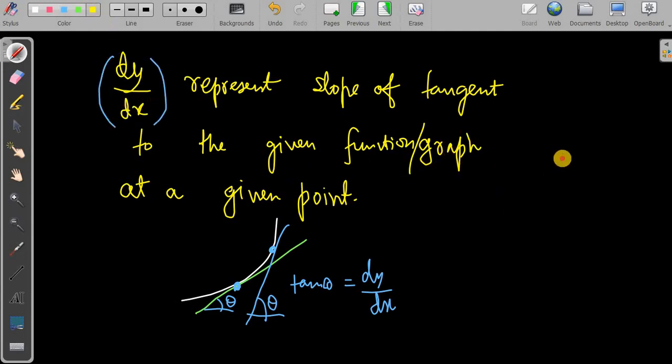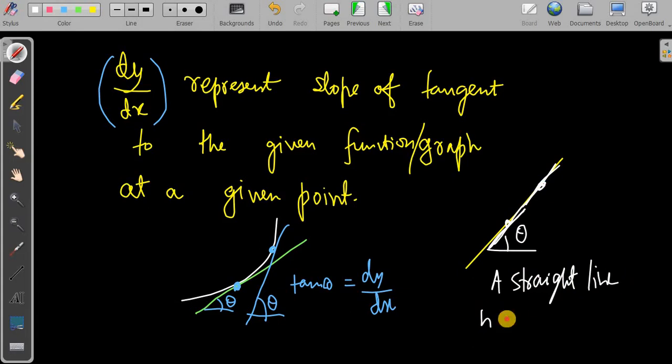Okay, and if the graph itself is a straight line, at any point you take the tangent, the tangent is the same straight line itself, right? So that's why we say that a straight line has constant slope. Why does a straight line have constant slope? Because dy by dx or tan theta is the same. The tangent is the line itself. Okay, so that's the concept, that's the physical meaning of dy by dx.